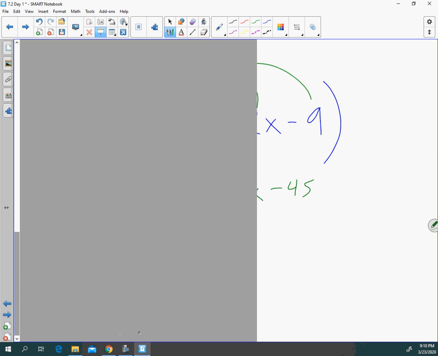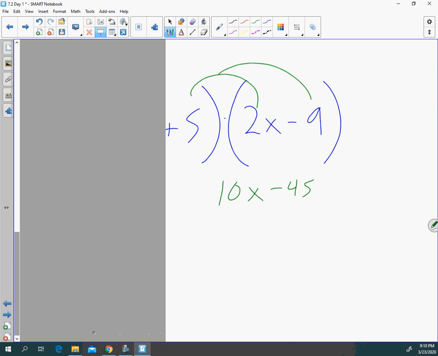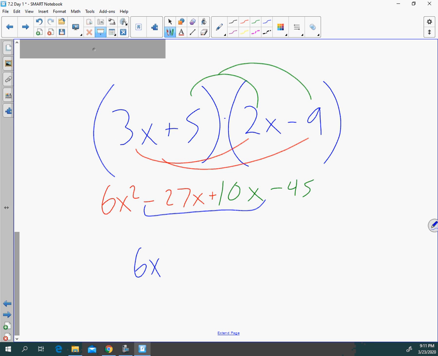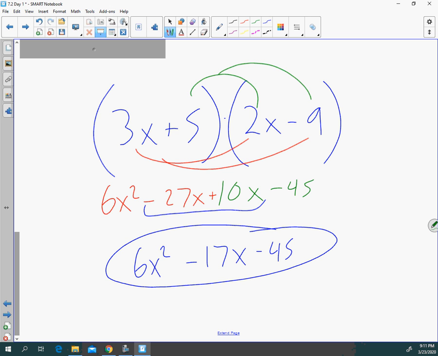And I'm going to have to get a little bit creative. If you're just doing this one over here, you would do 3x times 2x, which gives you 6x squared, and 3x times negative 9, which gives you negative 27x, right? And that's all you do, and then now we just combine like terms. We're almost always going to have like terms in the middle there. And so we're going to get 6x squared, in this case minus 17x minus 45. Calling it an answer, calling it a day.